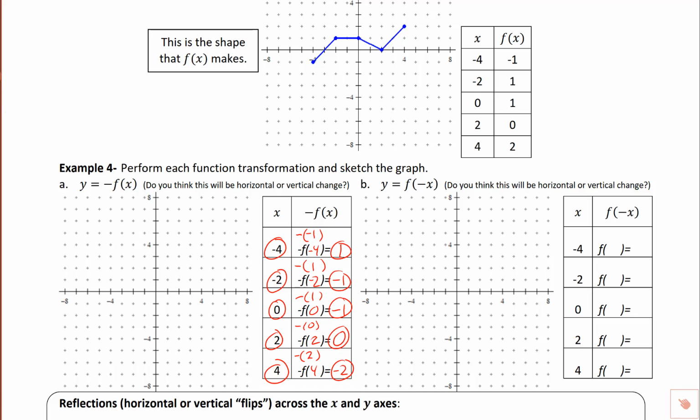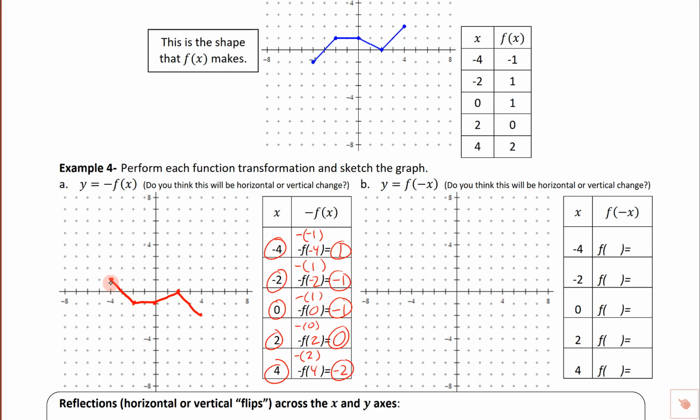So let's see what we've got here. We've got negative 4, 1. So negative 4, 1. We're right here. Negative 2, negative 1. So negative 2, negative 1. 0, negative 1. And then we've got 2, 0, so over 2, and then don't go up or down, and then 4, 2. So we're going to go down to 4, negative 2. So 4, negative 2 would be this. 4, negative 2 is right there. So let's connect those, and let's see what we've got here.